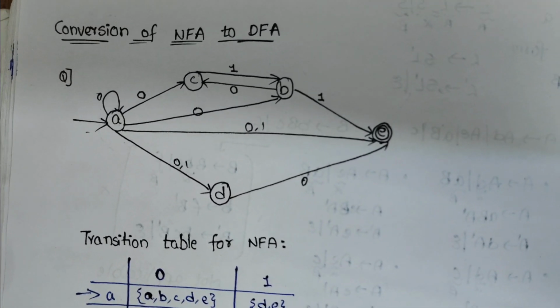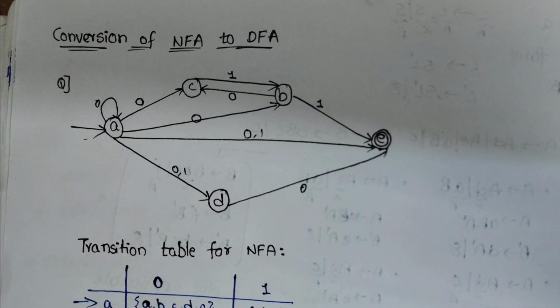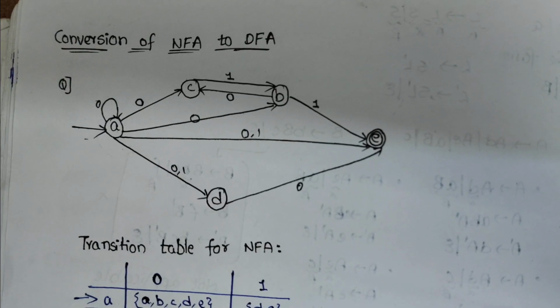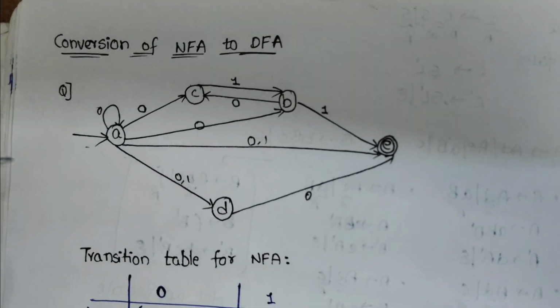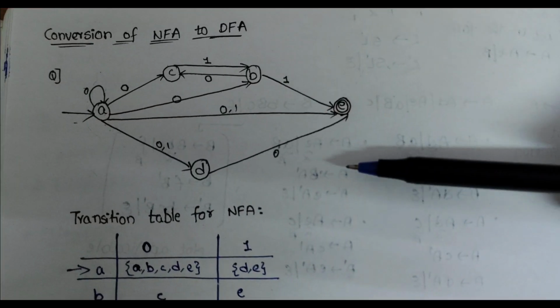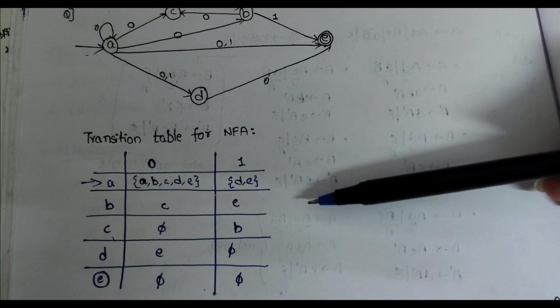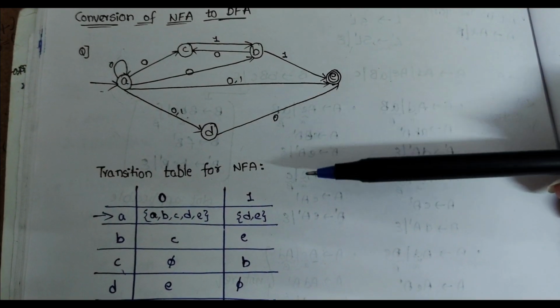Hello, in the last session we discussed the types of finite automata. So now let us discuss the conversion of non-deterministic finite automata to deterministic finite automata. This is the transition diagram and we have to write the transition table for it. I have already told you how to do it.